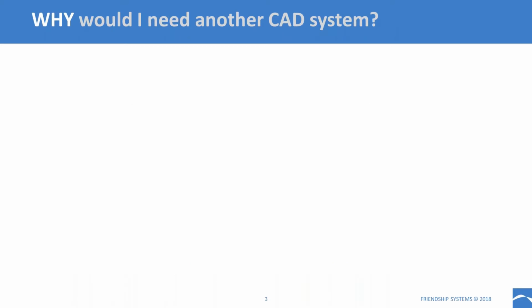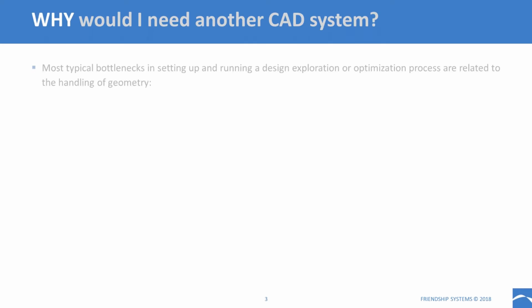Another thing that you saw in the title of my slides here is CAESES is a CAD system. So most companies are operating some kind of CAD system in their design process. So why, the question might be, why do you need another CAD system additionally to that? And from our experience, we've been working in optimization for a long time with many customers. The typical bottlenecks in setting up and running the design optimization process or design exploration process are actually related to how the geometry is handled.